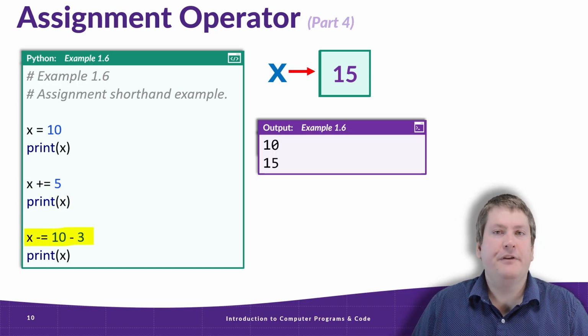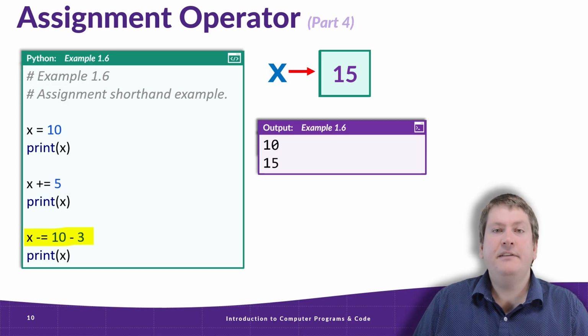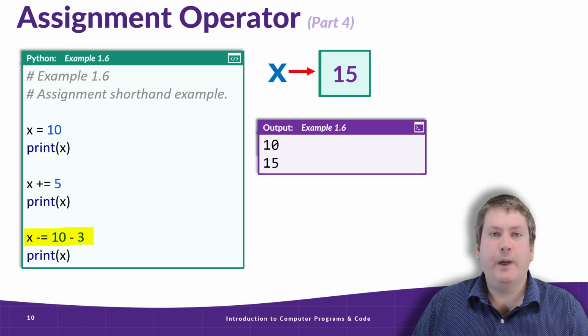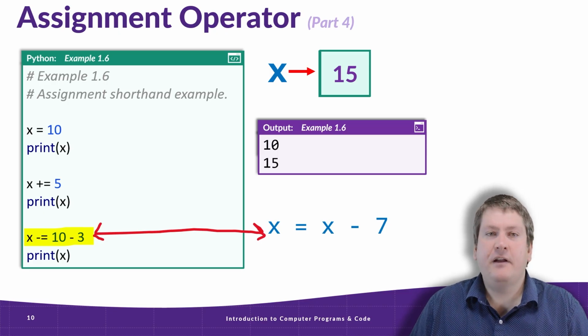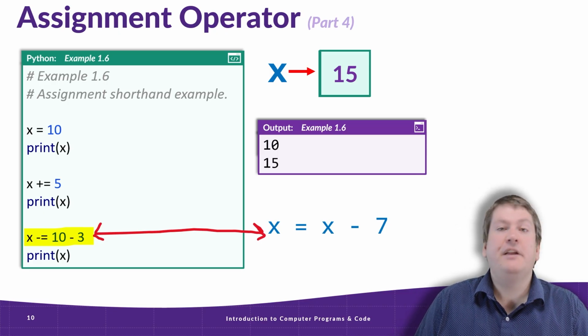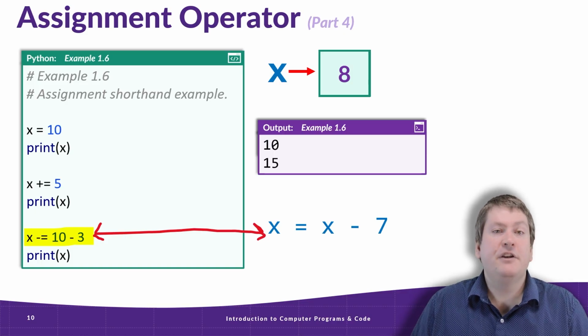The last compound operator in this program is a bit more complicated. In this case, we have the subtraction assignment operator, but we also have a more complex expression on the right-hand side. In this case, the expression on the right-hand side is first evaluated to get 7, 10 minus 3 is 7, and then the value is subtracted from the current value of x. This equation is equivalent to saying assign the value to x of x minus 7, or simply subtract 7 from x. In this case, x currently has the value of 15, so 15 minus 7 is 8, and the value of 8 is now assigned to x.